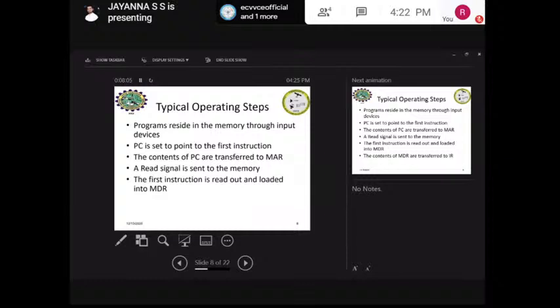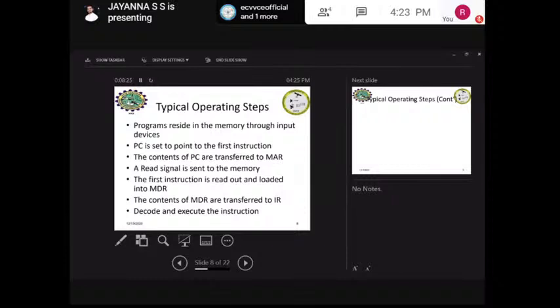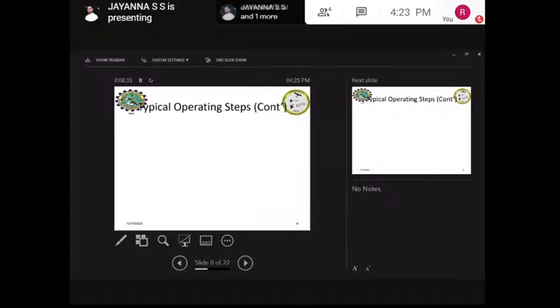Here MDR means memory data register, which contains either an instruction or data. Then the content of the MDR is transferred to the IR. IR is the instruction register which is present in the processor. Then you have to perform a decoding operation. Decoding means you have to identify what type of action is required. Later the processor will execute the instruction.